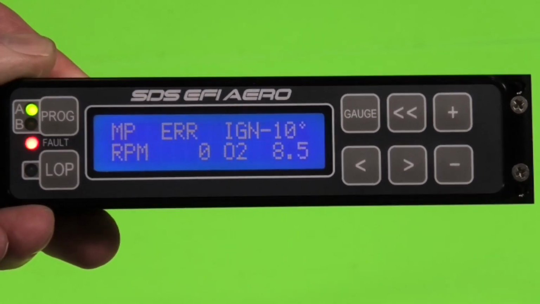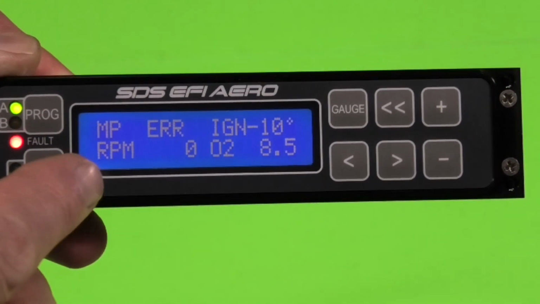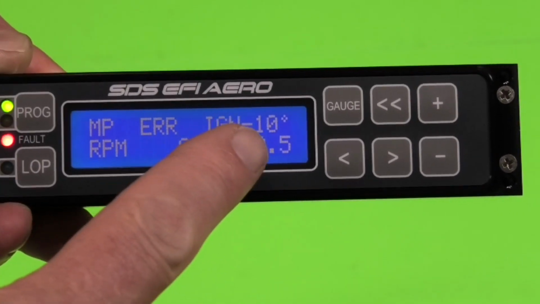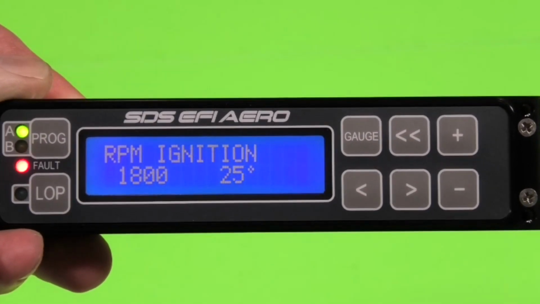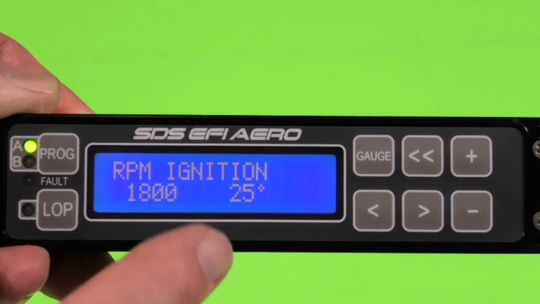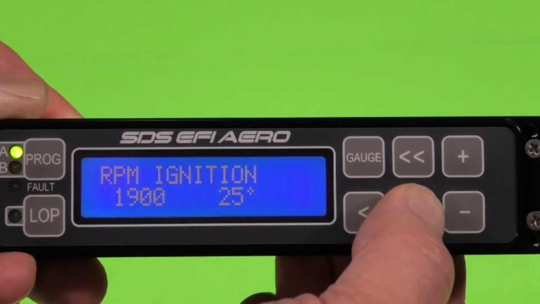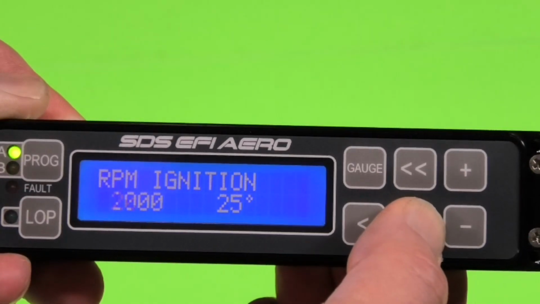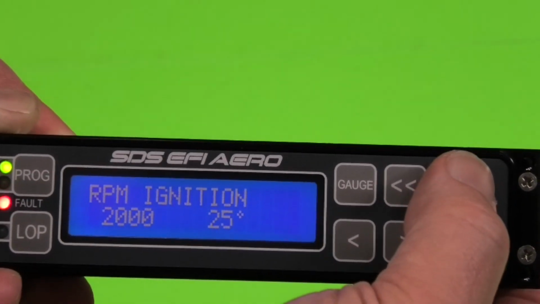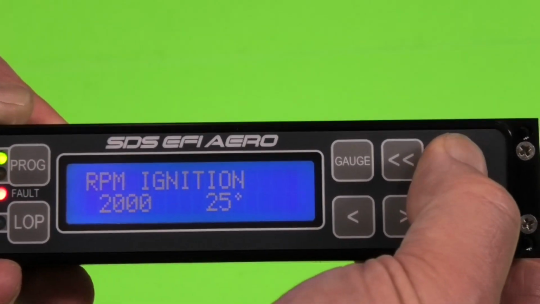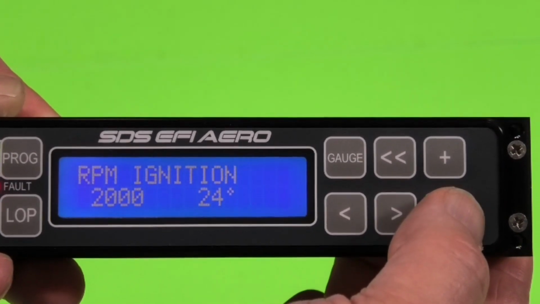And here's the EM-5 programmer. In gauge 4 mode, showing manifold pressure here, RPM here, and ignition timing in the upper right. So here's the RPM ignition at 1800 RPM, 25 degrees. And again, like the other ones, use the arrow button to scroll over. If you wanted to change the ignition timing at 2000, you would just use the plus button here. Add timing or subtract timing, very simple.